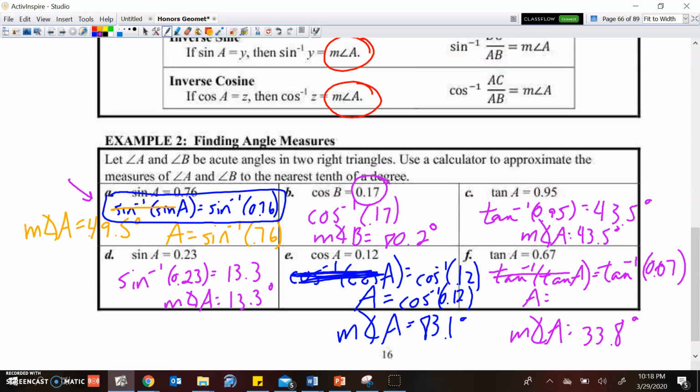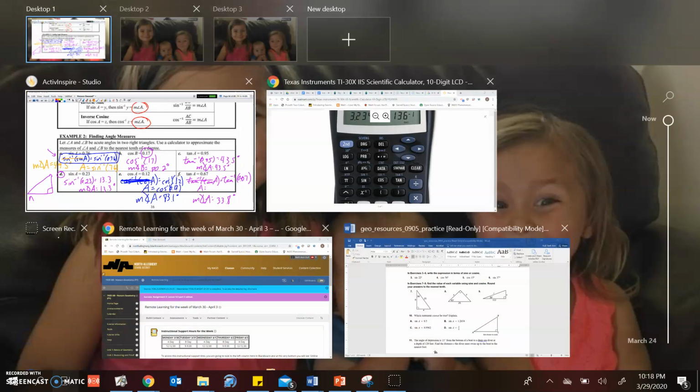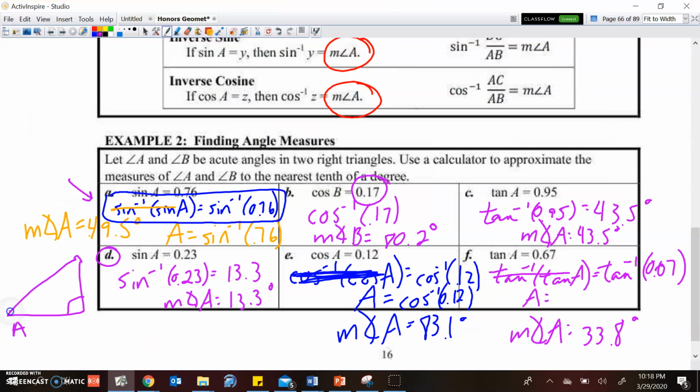So what we did is, again, they gave us what the ratio is. What they're doing here is they're giving us a right triangle's ratio for any of these triangles. They're giving us, if I take D for instance, that from angle A, the ratio of my opposite over my hypotenuse is 0.23. I don't know what those numbers are, I just know what they simplify out to be. So with that being the ratio, we can work backwards and say, well, this angle must be 13.3 degrees.